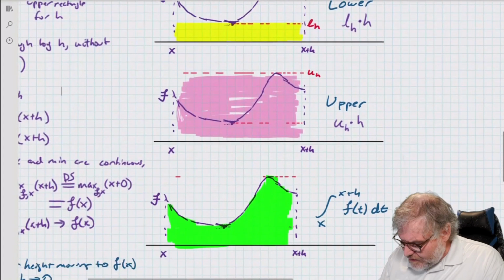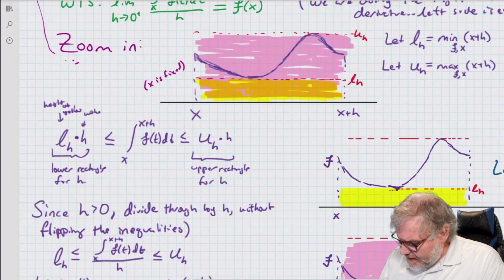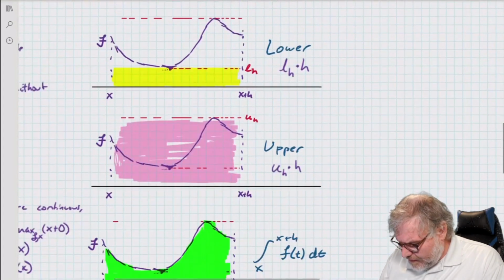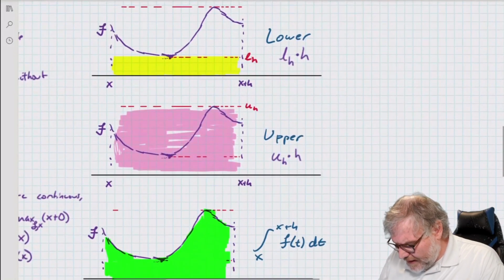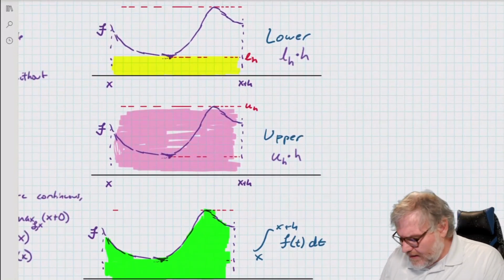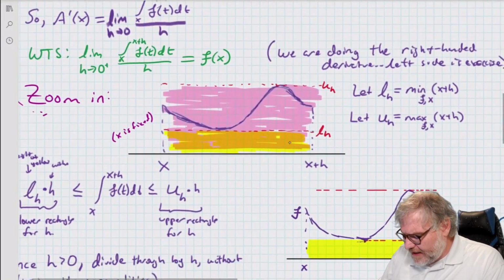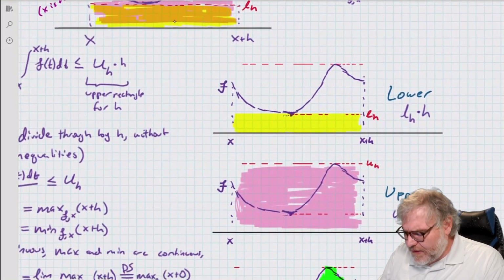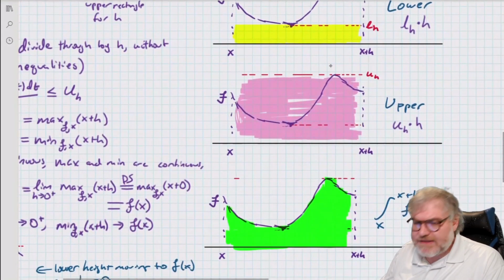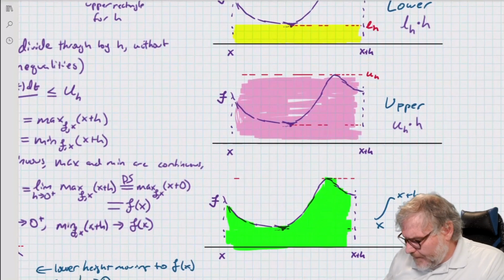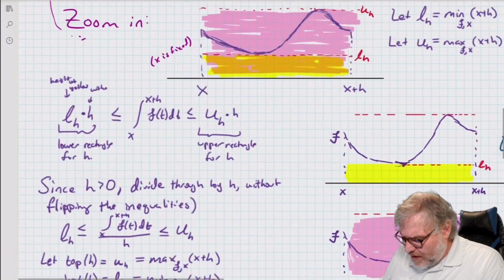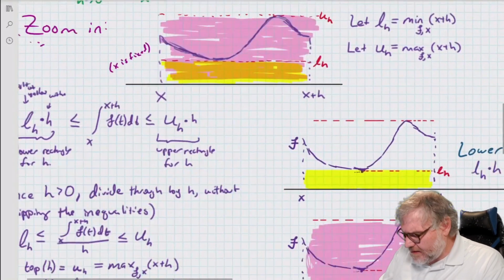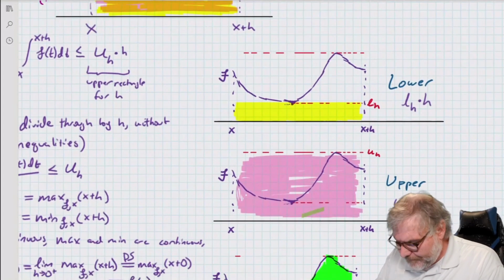So I've got a lower rectangle for h and an upper rectangle for h. And you could see this right here. I broke out the three separate things if you need to see it. This is the picture I want you to keep in mind. This is just a breakup of this picture, so you can see the three pieces. Okay, but those aren't the diagrams that are important. This is the diagram that's important. This is a clarification diagram.